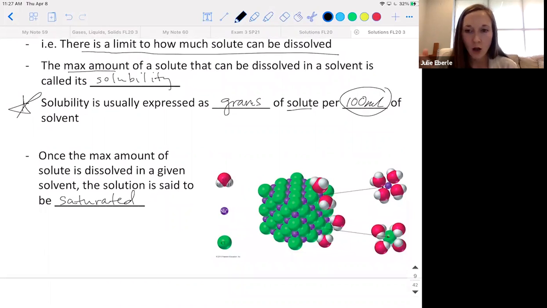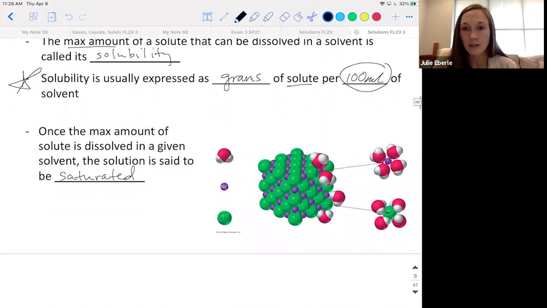Once you have dissolved all the solute you can dissolve, and you can't dissolve any more, maybe you're adding more to it, but you see it's not dissolving, that solution is saturated. You guys are actually all familiar with saturated solutions or even supersaturated solutions. I'll give you an example.